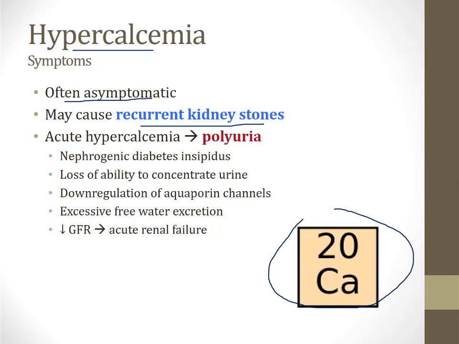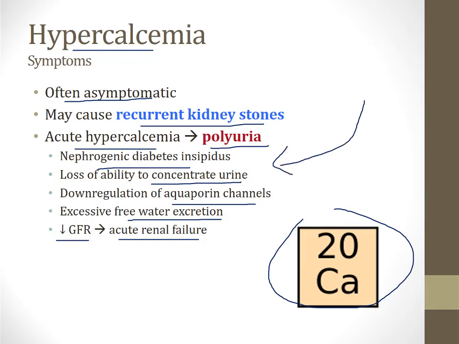You should also know that patients who develop an acute increase in the serum calcium will have polyuria. Calcium induces a form of nephrogenic diabetes insipidus where the kidneys cannot concentrate the urine. This is believed to occur because of downregulation of aquaporin channels. The result is excessive free water excretion and a fall in the GFR and acute renal failure. If you ever meet a patient with an acute increase in calcium, this is usually from malignancy, they will be extremely dehydrated and thirsty, and that's because of these effects of calcium on the kidneys.